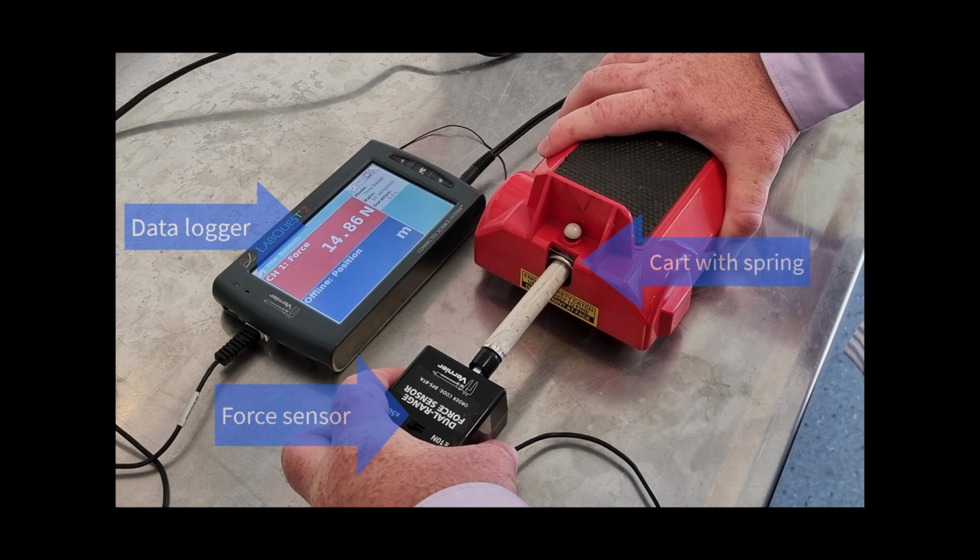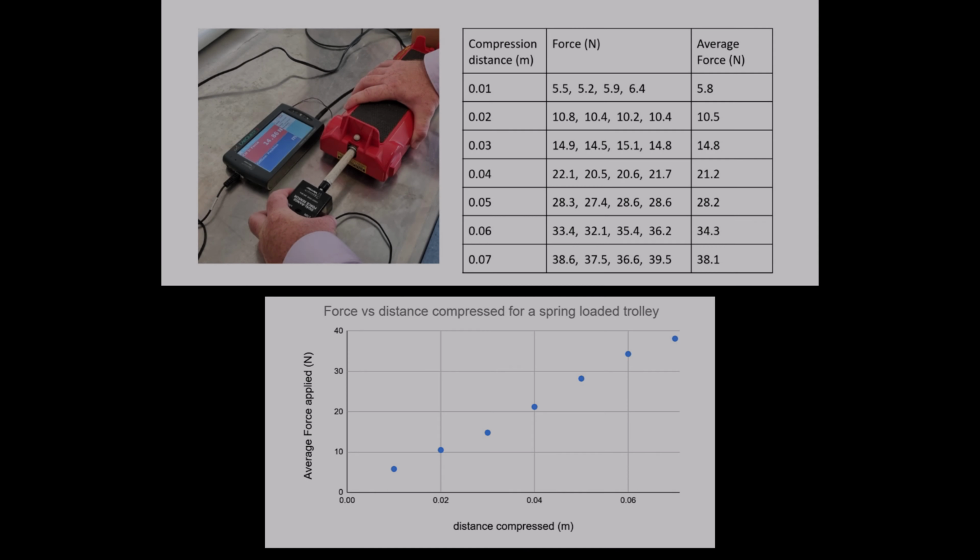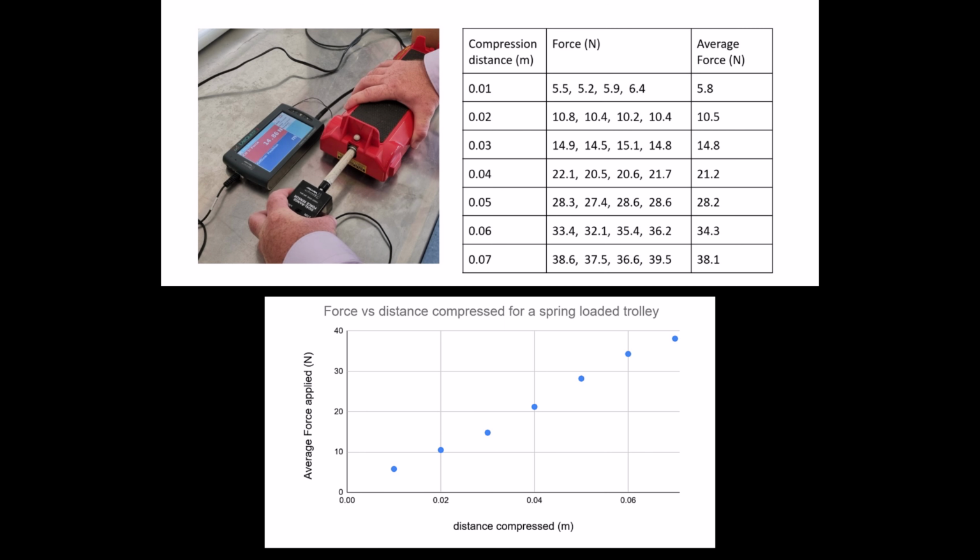So in the first investigation, these are the parts we're playing with: the force sensor, a data logger, and the cart with a spring, and the spring can compress inside the trolley. Once we've gathered and processed our data, it might look a little something like this. I'm not going to go through the individual steps of how you calculate your averages, etc. I think there are other videos that you can watch for those.